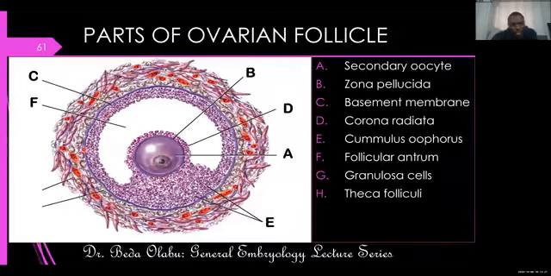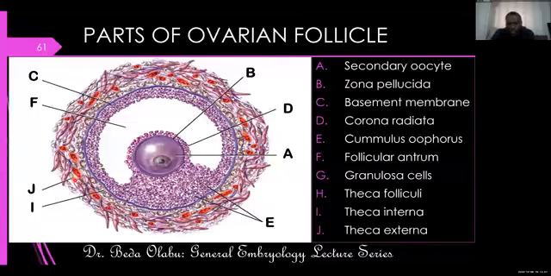Remember that this region here, external to the basement membrane, is what we call the theca folliculi. The theca folliculi has 2 zones. There's this inner zone which contains cells. We call it the theca interna. And then there's this outer zone that is relatively fibrous. We call it theca externa. So these are the parts of the Graafian follicle before ovulation.